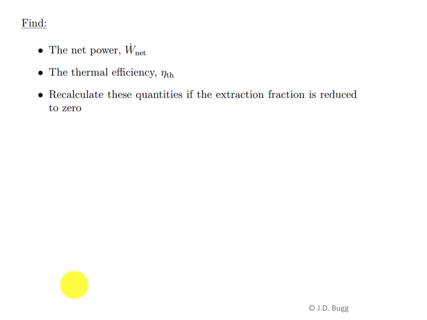So what have we been asked to find? Well, the net power. It's a rate of work transfer that we're asked to find, so W dot, and the net, taking into account all of the work transfers with the surroundings. We're asked to find the thermal efficiency of the cycle, and we're also asked to recalculate both of those quantities if the extraction fraction was reduced to 0. So if we turned off the feedwater heater, just as if it wasn't there, what would be the change in the net power produced and the thermal efficiency of the cycle?